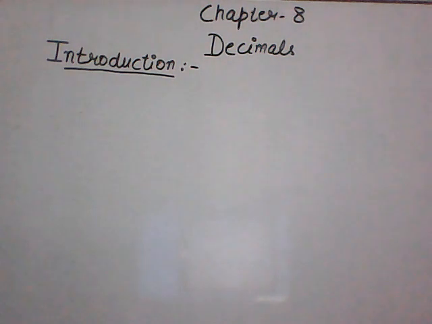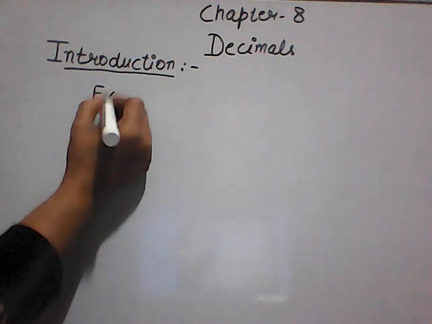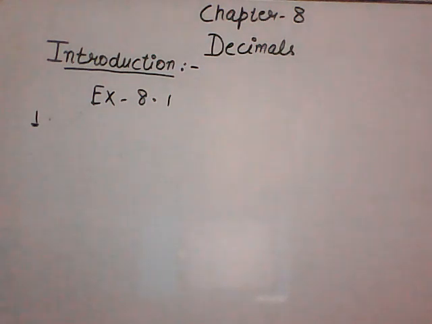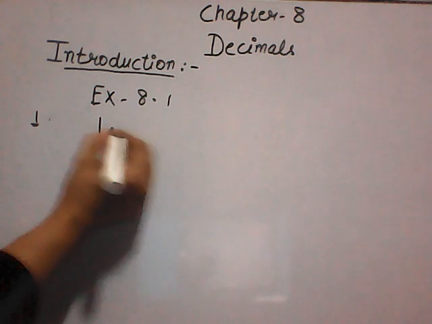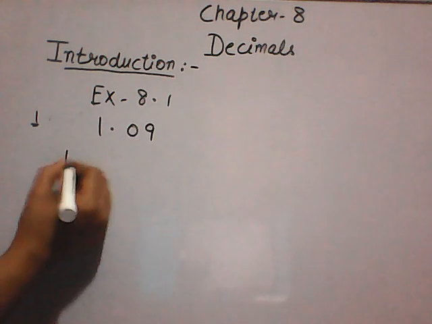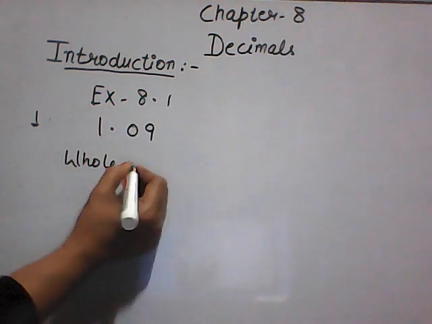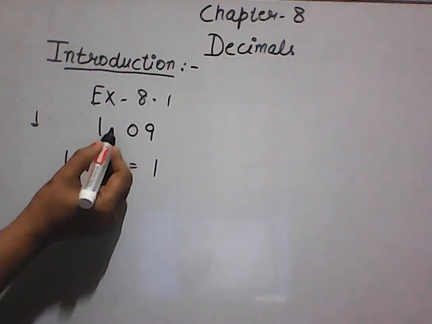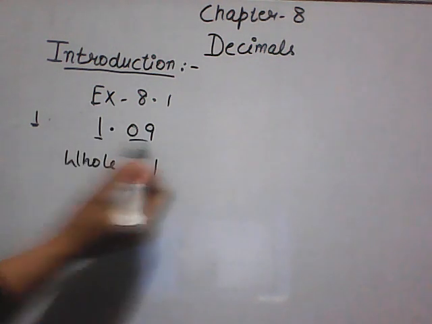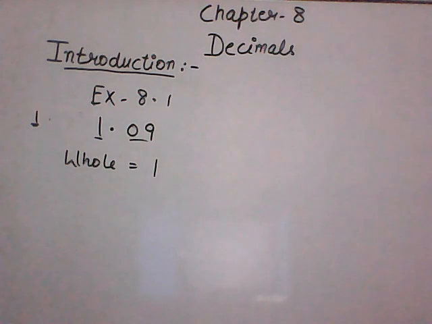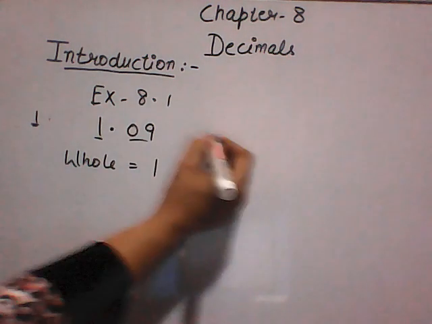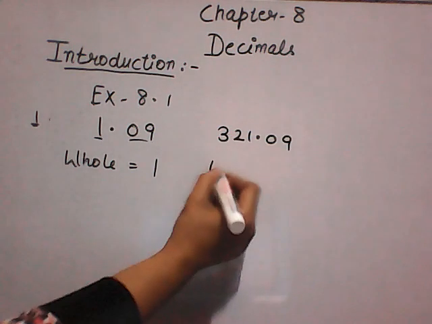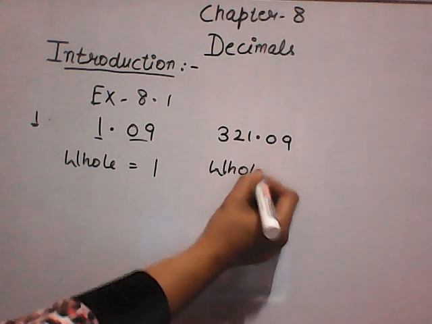Let's start exercise 8.1 with question number 1. Here in question number 1, it is given to you 1.09 and you have to write the whole part. Then what is the whole part of this decimal? 1. As we discussed earlier, before the decimal point is the whole part. After the decimal point, it is the fractional part, or you can say the decimal part. Suppose a number is given to you, 321.09, and you have to write the whole part. Then what is the whole part of this decimal?